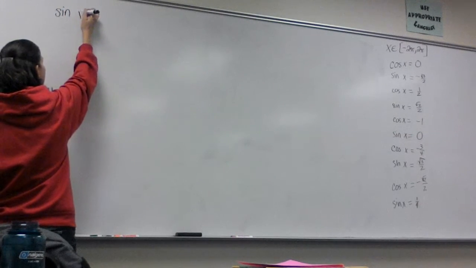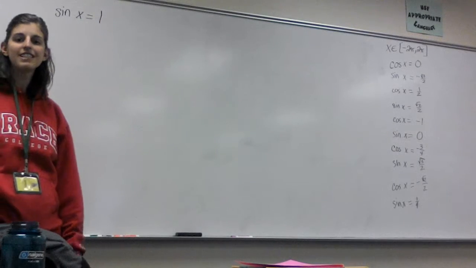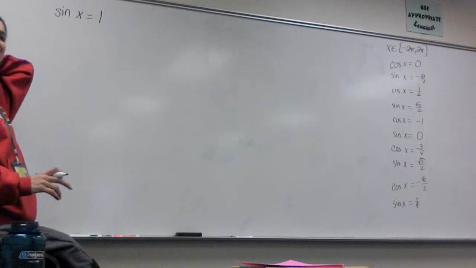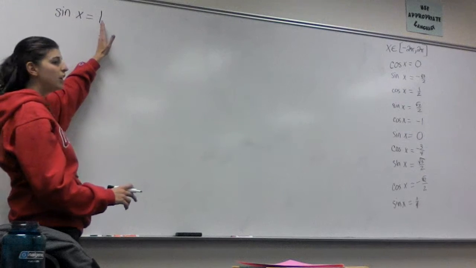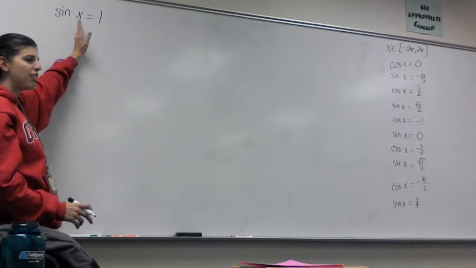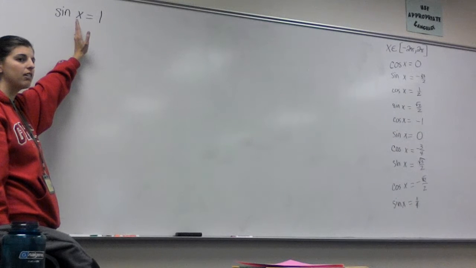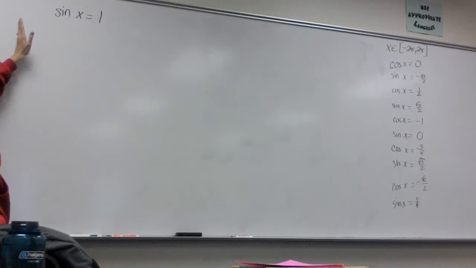Sine of something equals 1. If you are given the equation sine of something equals 1, that is asking the question, sine of what thing equals 1? We need to talk about what type of an answer you should get for that here in a second.